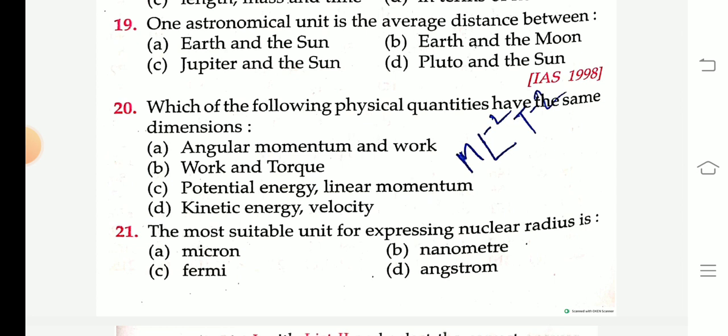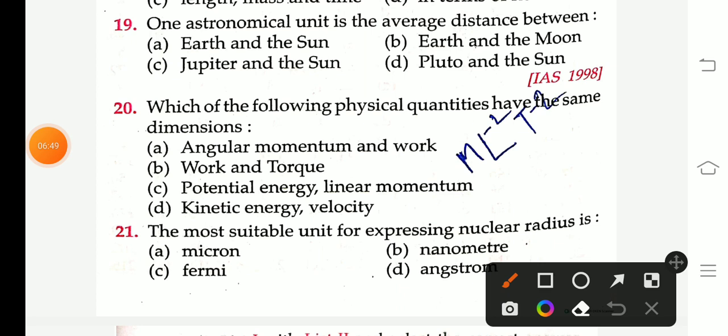One astronomical unit is the average distance between Earth and the Sun. Which of the following physical quantities have the same dimension? Right answer is option B, work and torque. The most suitable unit for expressing nuclear radius: Fermi.